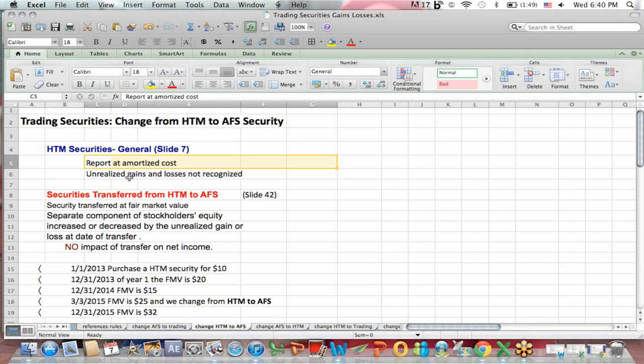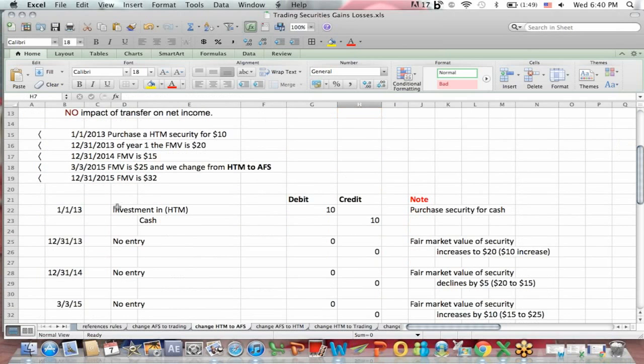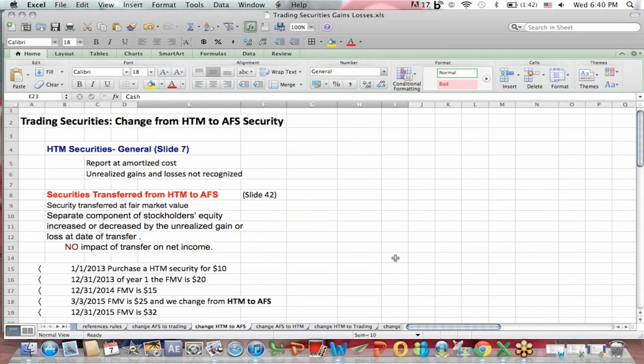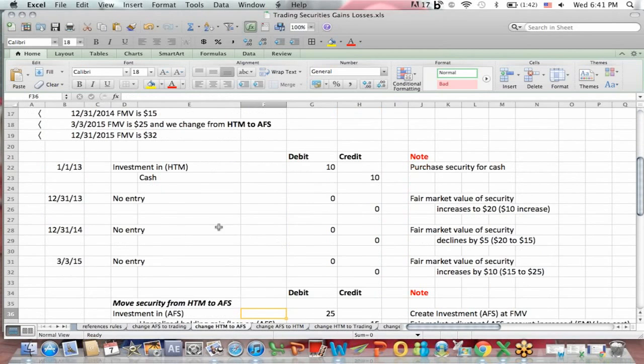Think about buying a bond. The unrealized gains and losses are not recognized. So 1-1, we purchase a hold to maturity security at 10. Investment in hold to maturity security, it's an asset. We credit cash, $10. And you'll notice as I slide down that along the way, when the value of the security changes over time, we don't make an entry because it's a held to maturity security. We don't adjust for fair market value.